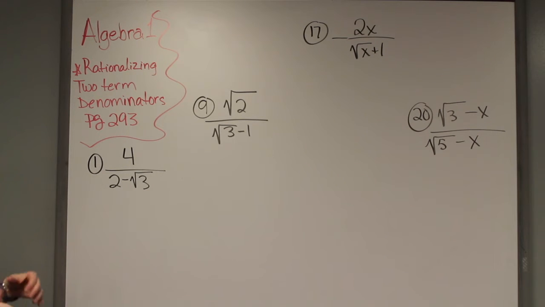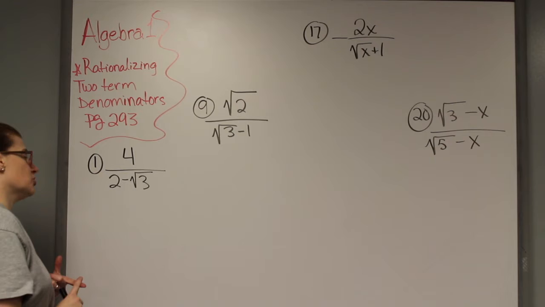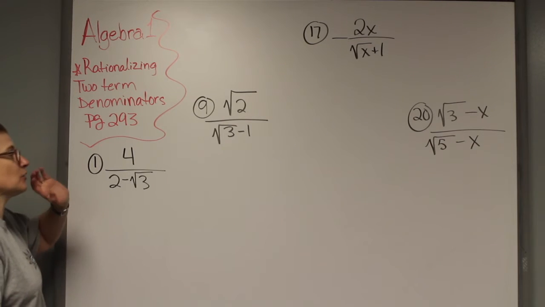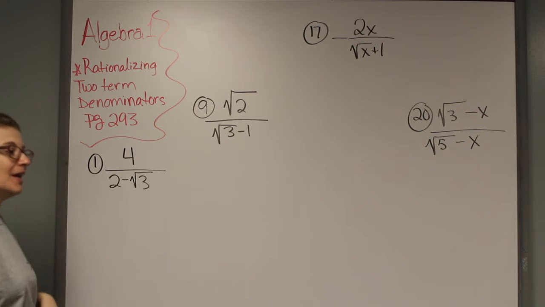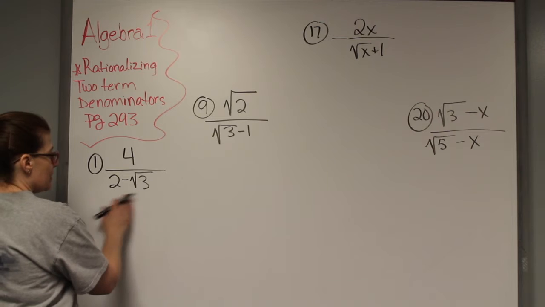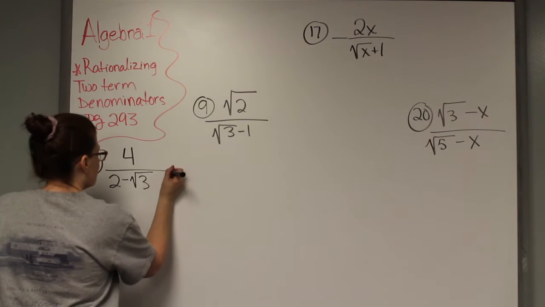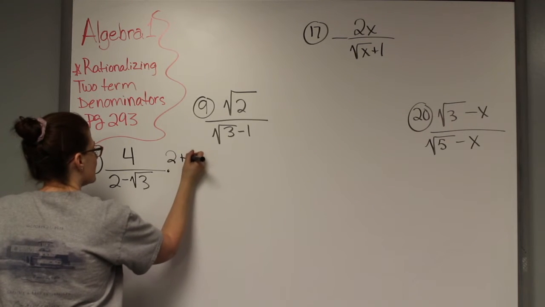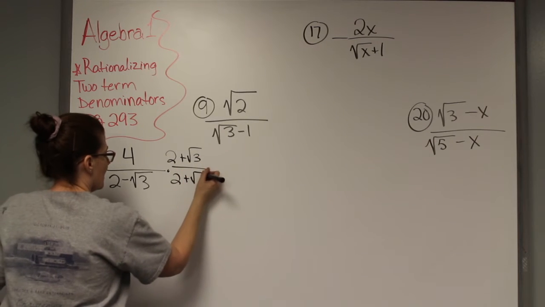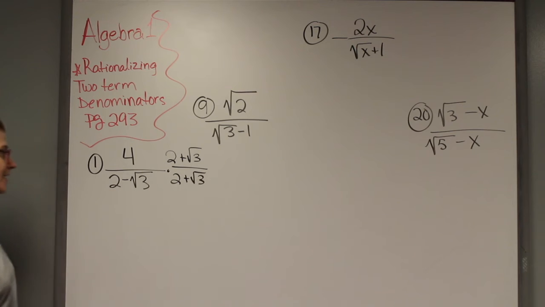So basically, remember, whatever you multiply the bottom by, you multiply the top by as well. And don't forget about distributive property and multiplication. And don't worry if you're left with a radical on the top, that's allowed. Just no radical on the bottom. So if I multiply this by the conjugate, that is multiplying by 2 plus the square root of 3 on the top and the bottom.